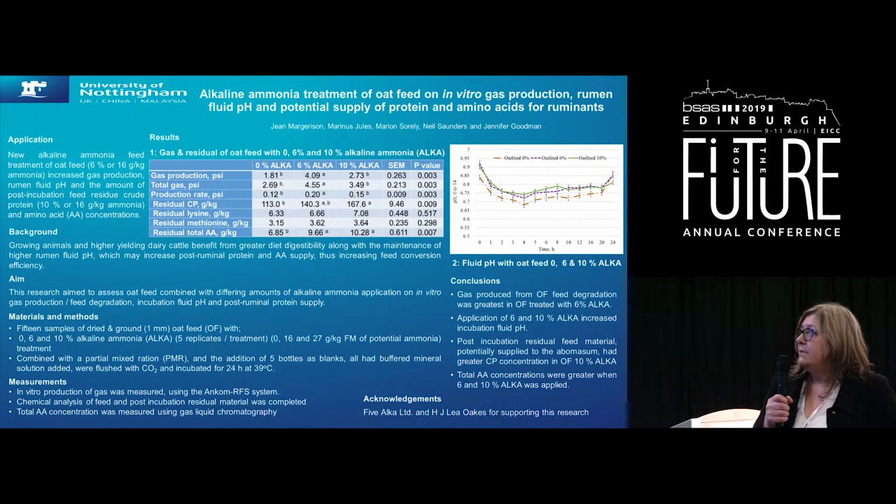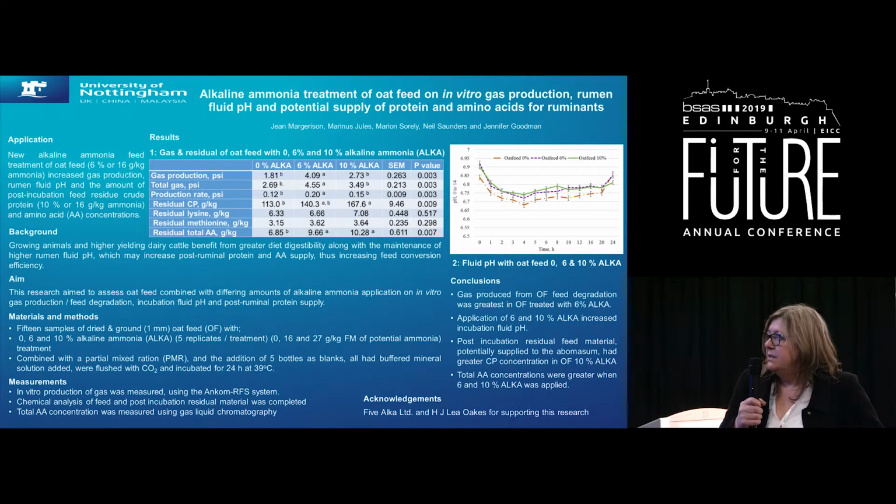Finally, looking at the residual total amino acids supplied by that diet, it's significantly higher when we use either 6 or 10% application of alkaline, and so we are seeing a better quality of crude protein coming out of the rumen and potentially being supplied to the simple stomach and digestive system.